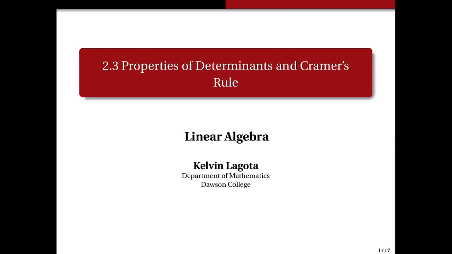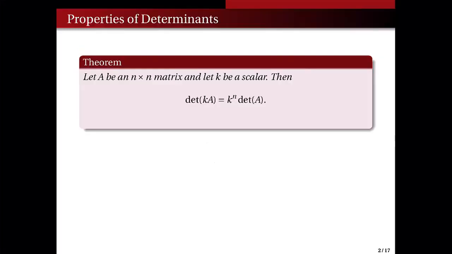Okay, so here let us discuss some properties of determinants. Let's start with the following. Let A be an n by n matrix and let K be a scalar. Then if you multiply your matrix A by the scalar K and you get the determinant of that, it will be equal to K raised to the n times the determinant of A. Okay, so K raised to n times the determinant of A.